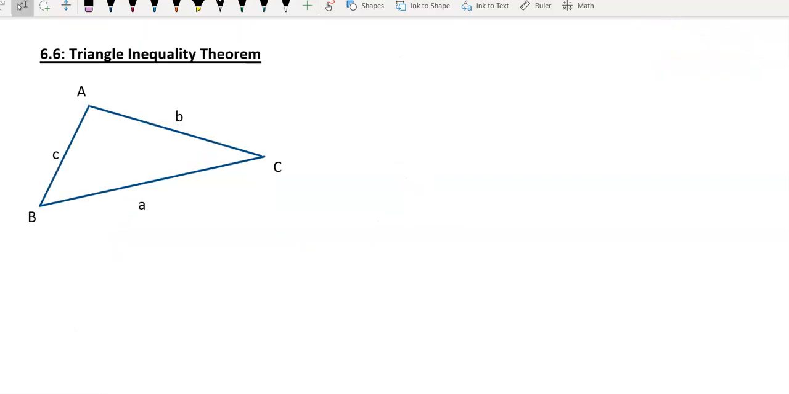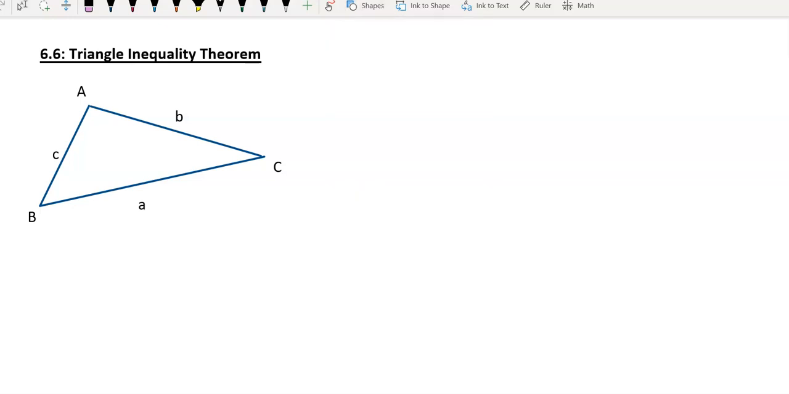So the last piece that we're going to cover today is the Triangle Inequality Theorem. The Triangle Inequality Theorem is what we use to decide if we have 3 lengths, do those 3 lengths form a triangle? Is it possible to form a triangle with these specific lengths? And so I can draw you an image.